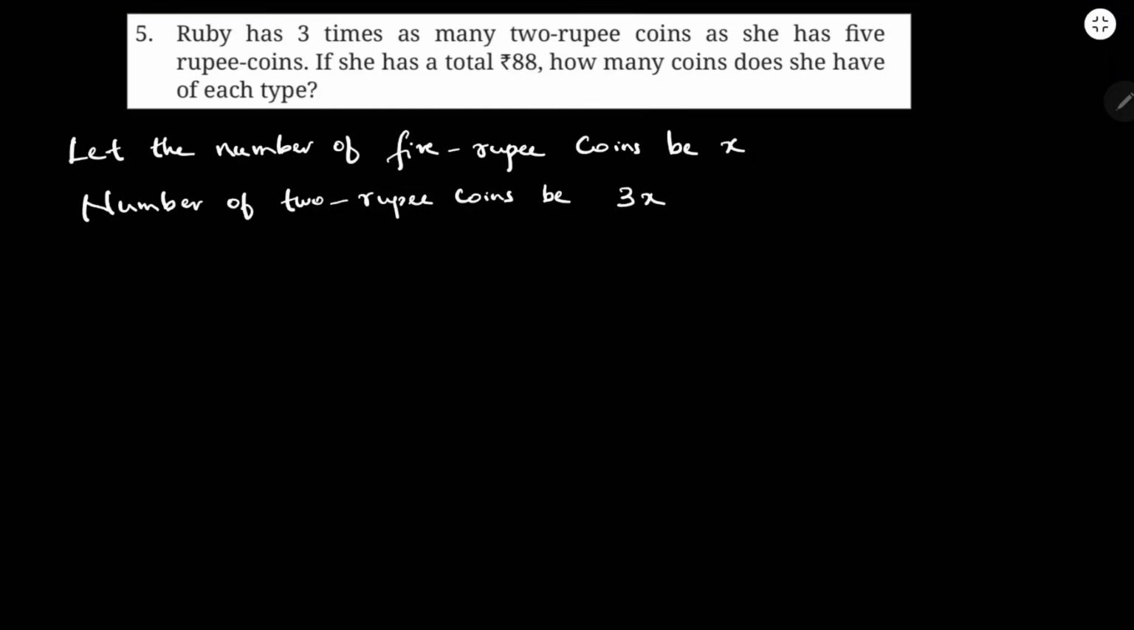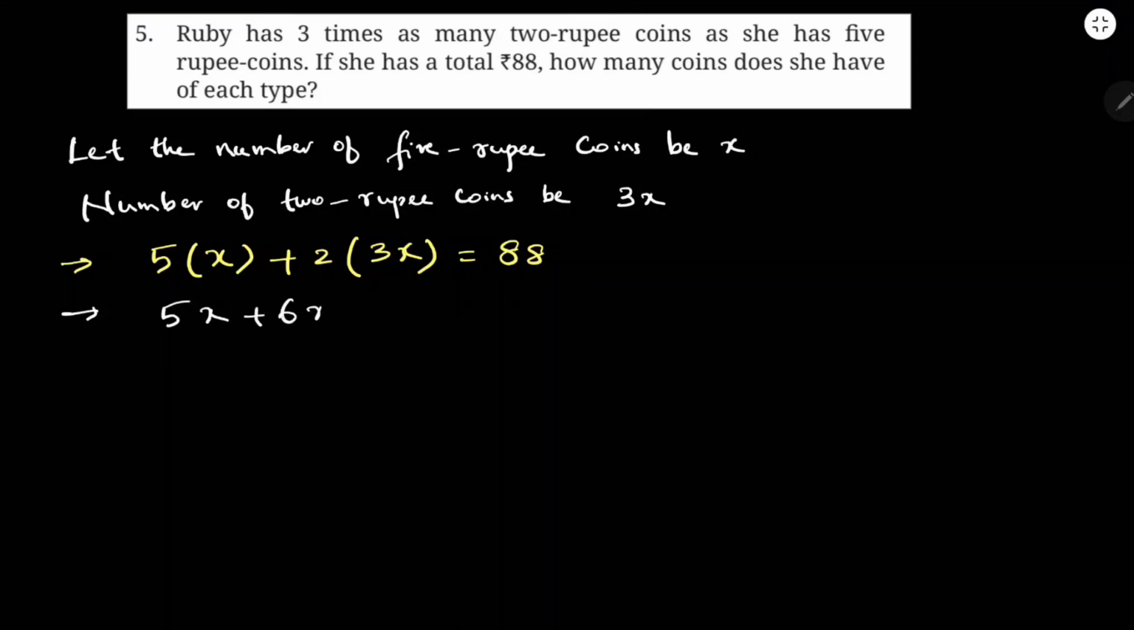Now according to the given condition, the total value is 88. So 5 rupees times its number of coins, which is x, plus 2 rupees times the number of coins, which is 3x, equals 88. Now if I simplify this further, 5x plus 6x equals 88. 5 plus 6, 11x is 88.